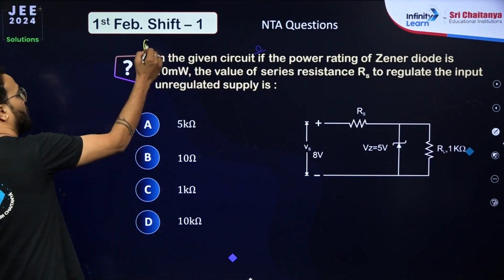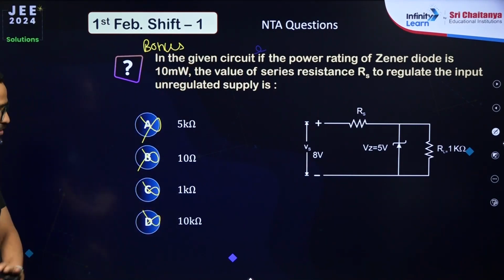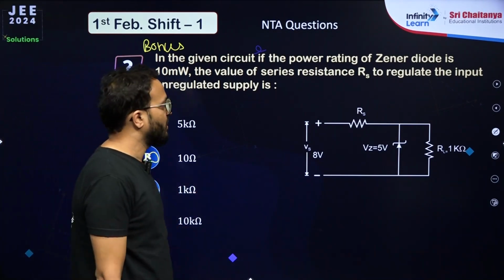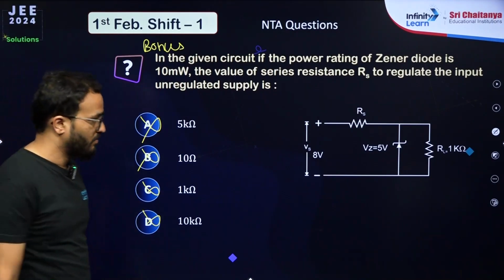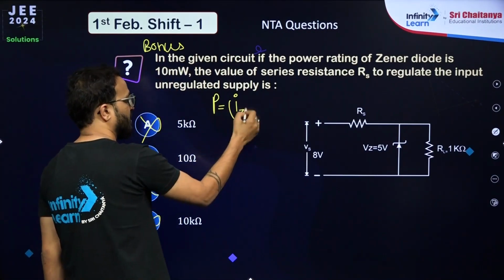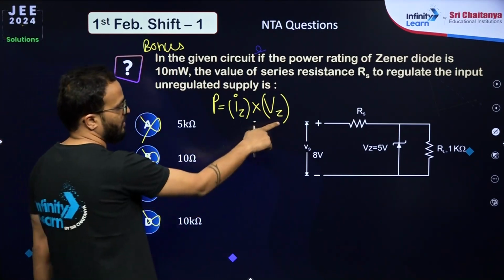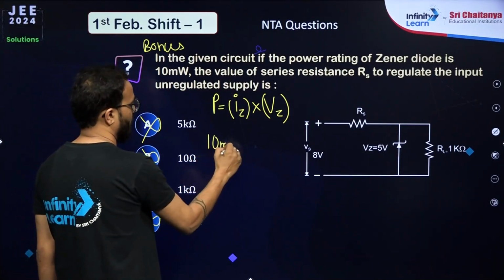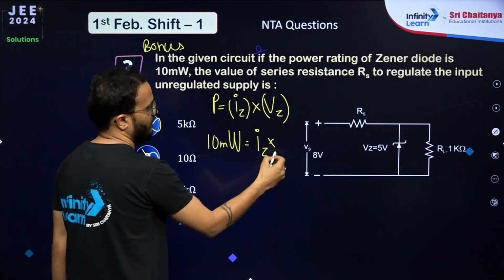So this is actually a bonus question, right? All these 4 options are wrong, they do not match, first of all. Okay, so let's move on and solve the question. What is the exact answer? Now in this question they have asked, in the given circuit, if the power rating of the Zener diode is 10 milliwatts. Power rating of the Zener diode means I in the Zener diode into V across the Zener diode, right? So what is V given? 5, and this is given 10 milliwatts. So 10 milliwatts equals IZ times VZ, and VZ is given as 5 volts.